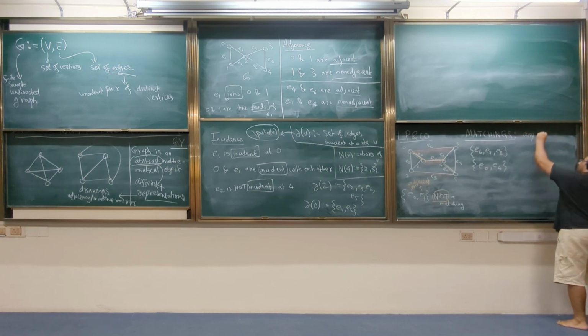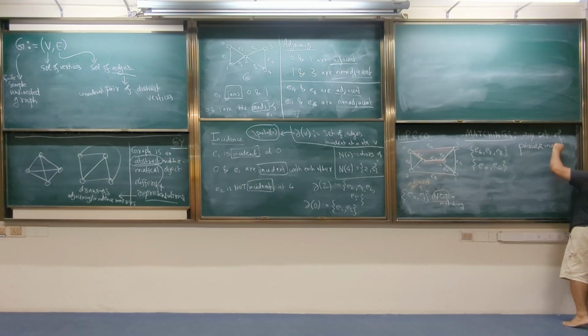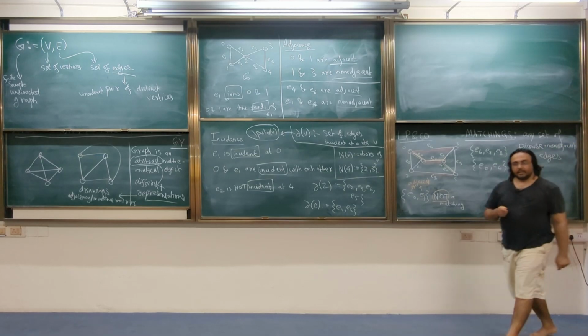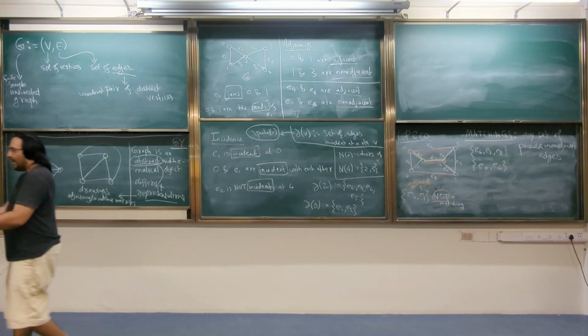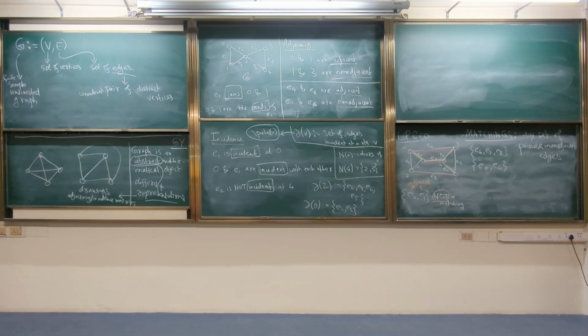Any set of pairwise non-adjacent edges. This is what a matching is. Pairwise they must be non-adjacent. If any two share a vertex, that is not a matching. Otherwise it is a matching.